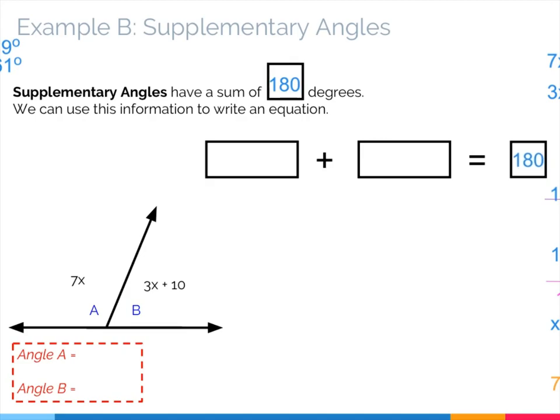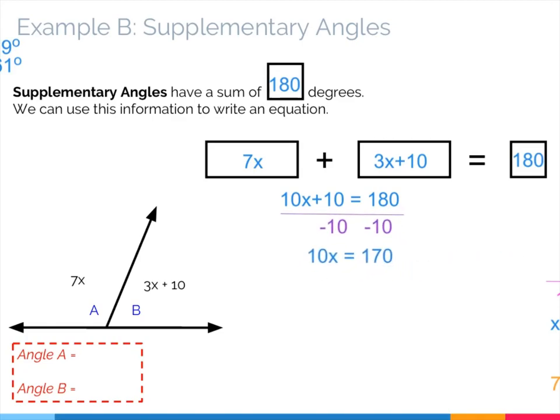One of our angles, angle A, is 7x, and the other angle that we have is 3x plus 10 for angle B. Again, we're going to combine our like terms. 7x plus 3x is going to give me 10x plus 10, because there's nothing to combine with that 10, equals 180. Then we're going to solve our equation just like we know what to do. We're going to subtract 10 from both sides. That's going to leave us with 10x equals 170.